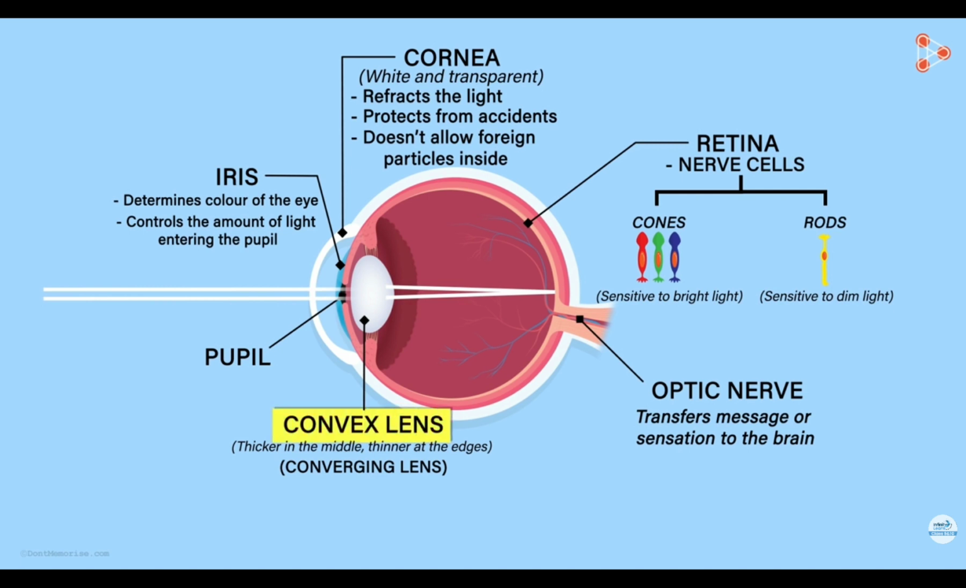Behind the pupil, there is a converging lens which focuses the light on retina. Retina consists of two types of nerve cells, namely cones and rods. They transfer the message through the optic nerve. There is a lot of information to digest. In the next video, we will talk more about this lens present inside the eye and will also discuss its functioning.